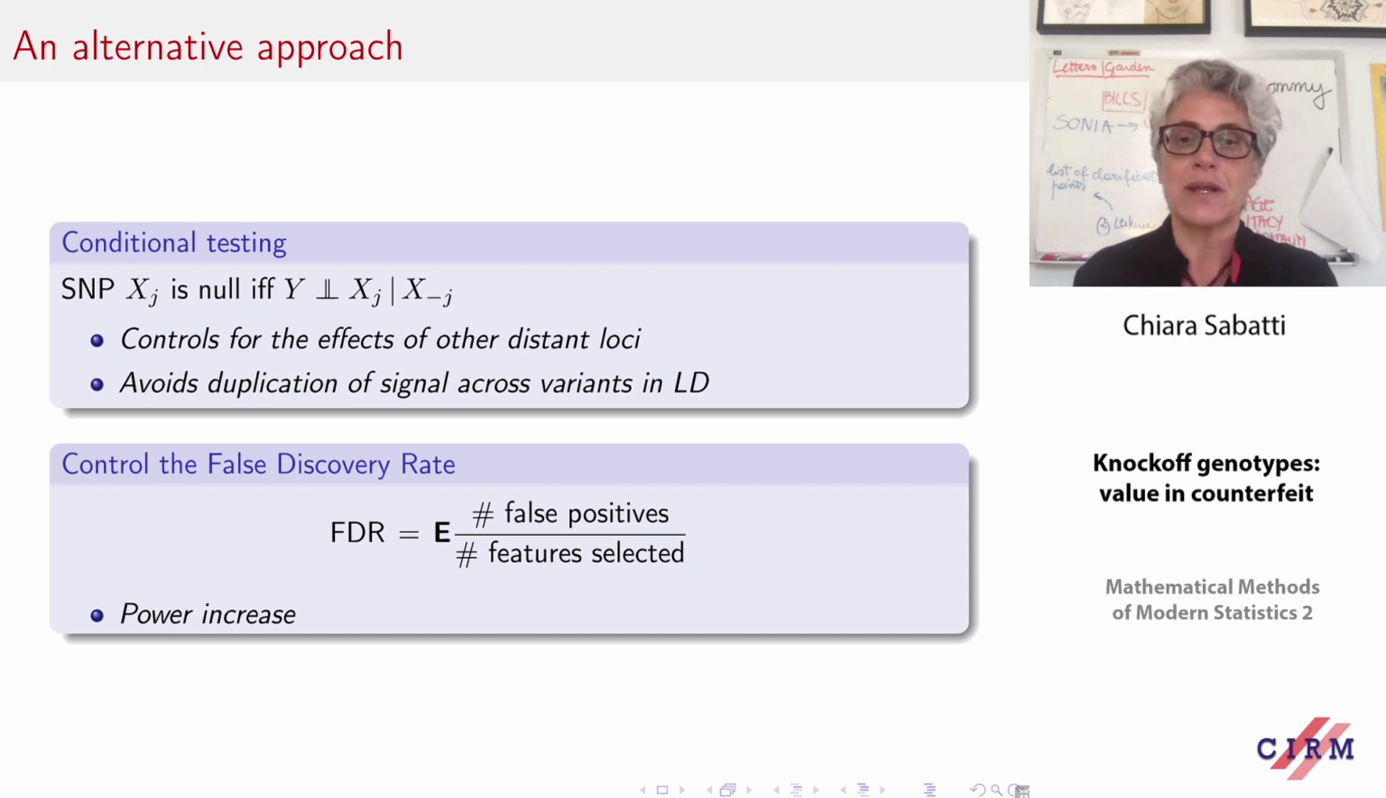The other thing that we're doing differently from the standard approach is that instead of trying to control the family-wise error rate, we're going to control the false discovery rate. So the expected value of the number of false positives over the number of features selected. This will translate into a power increase, and it's certainly a better error rate for situations like the one we are interested in, where our phenotypes are complex. That is, we expect them to be influenced by a very large number of SNPs.